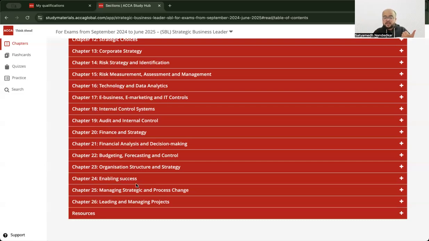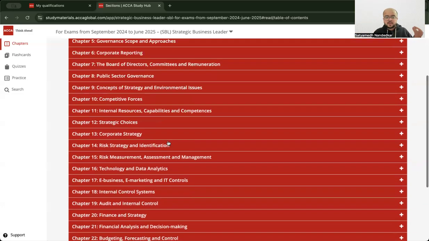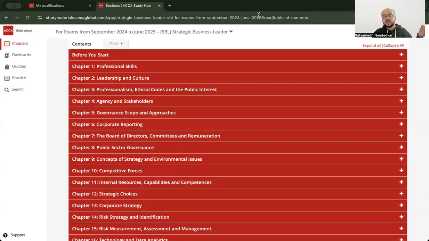One of the later units is, of course, how to enable success for a business organization. How do you ensure that the transition, or how does process change take place, how does that transition work out for you, and how do you as a business person help in managing that change as the owner or as the leader. And the last part is about leading and managing projects. This is what your Strategic Business Leadership syllabus is going to look like.